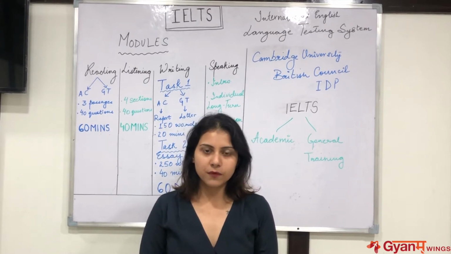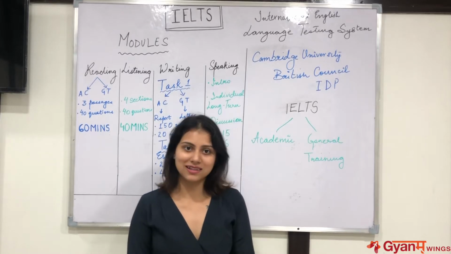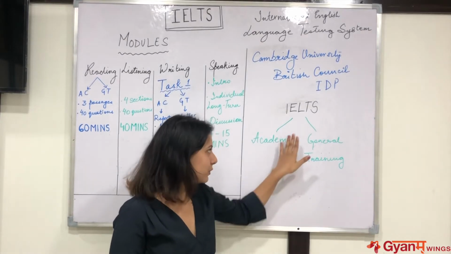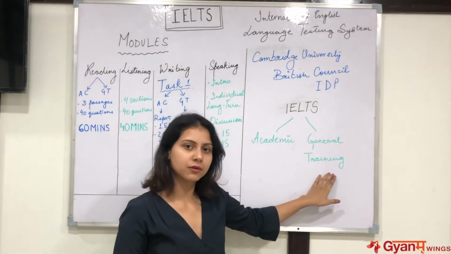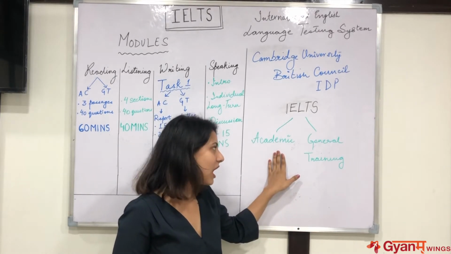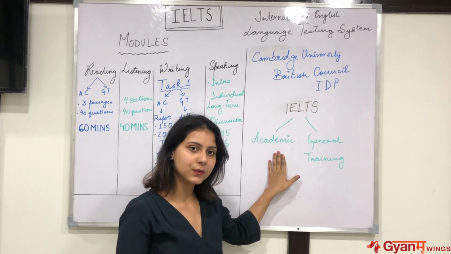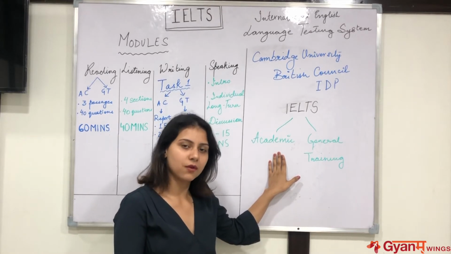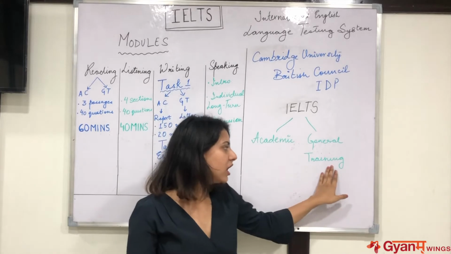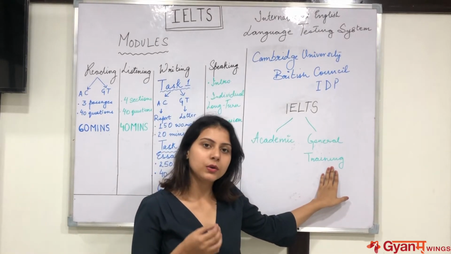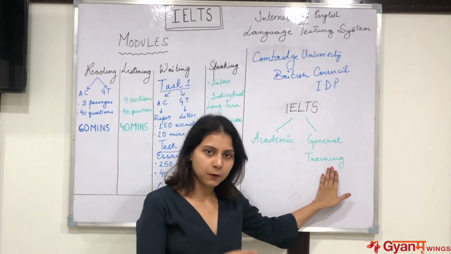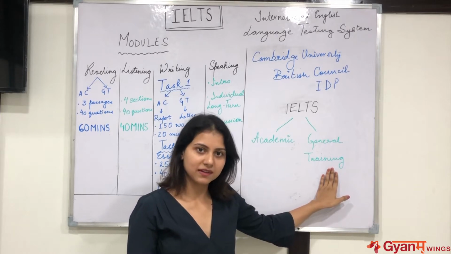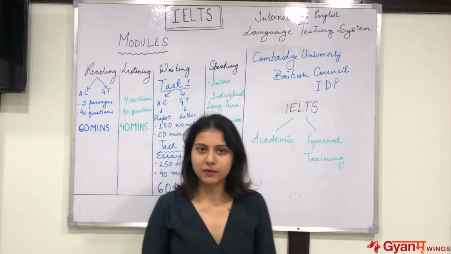Another thing you need to know before you apply is the types of IELTS exam. Basically, it has two types, academic and general training. Academic, as the name suggests, is for those students who need to prove their language proficiency for admission into a foreign university. On the other hand, general training is for those who need to prove their proficiency for employment or immigration purposes. So that's the basics of the examination.